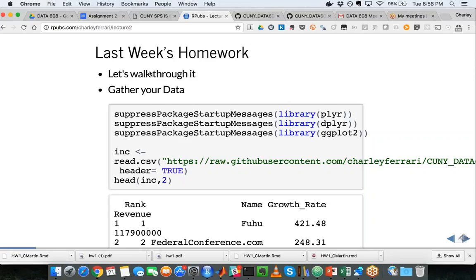So with that, we'll walk through this. This is just going through a couple of, oops, sorry.